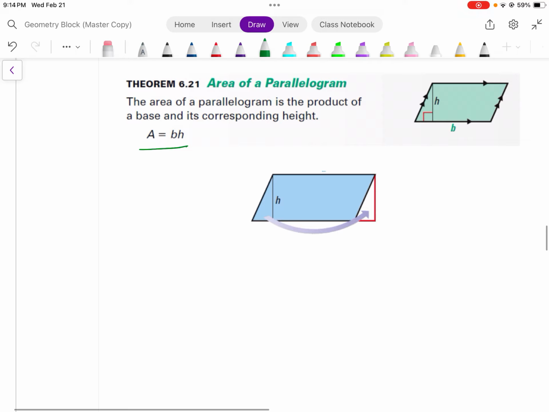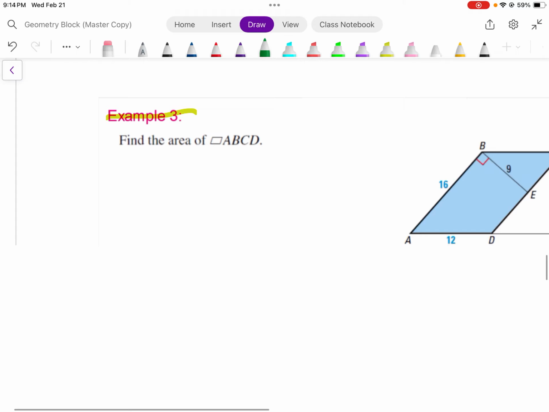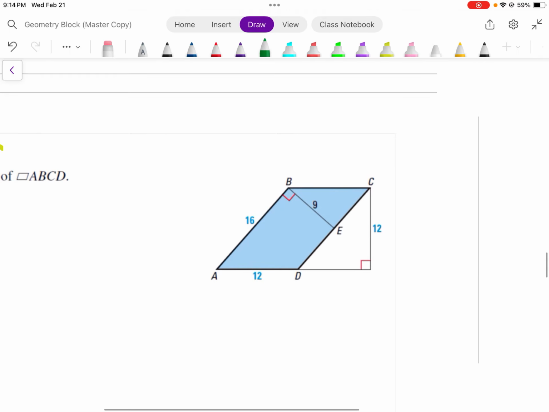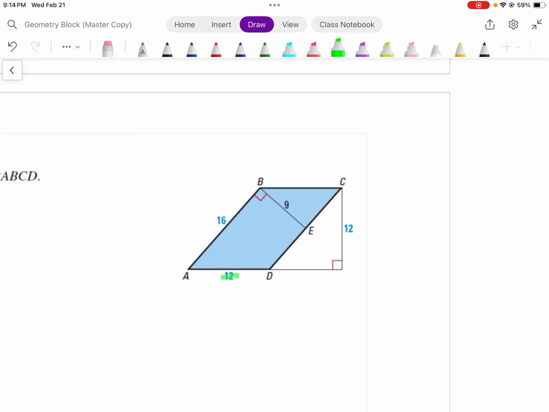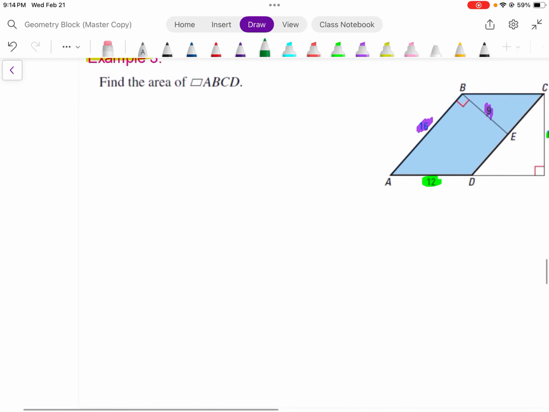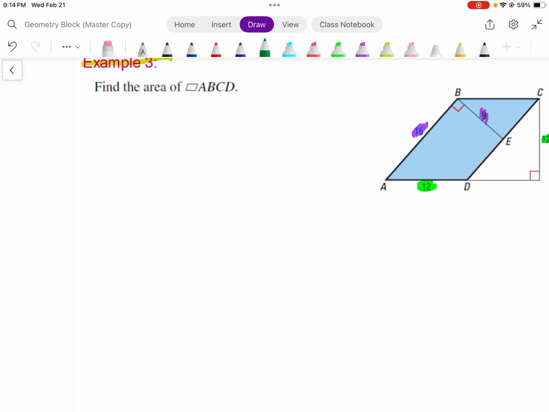Now parallelograms, same exact formula as rectangles. Again, with parallelograms, you can define what your base is. So like in this case, if I am going to make 12 my base, I need the perpendicular distance. The 12 and the 12 go together. Where 12 is my base, 12 is my height. Where I could also use 16 as my base, but then 9 is my height. It has to be the perpendicular distance from whatever you define as your base.